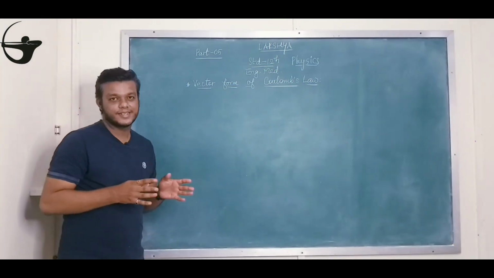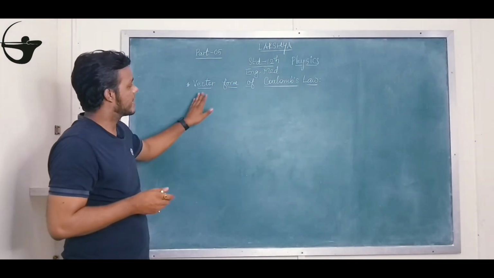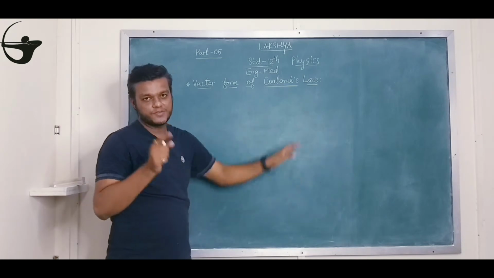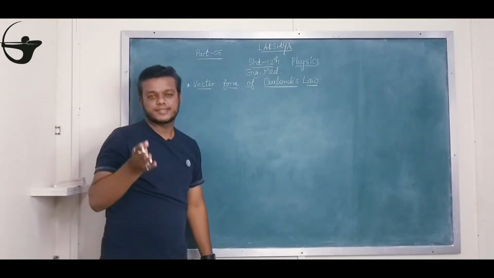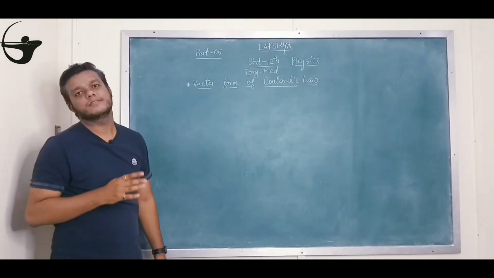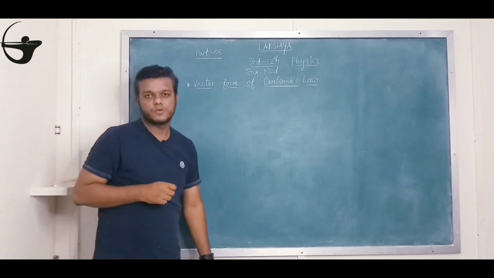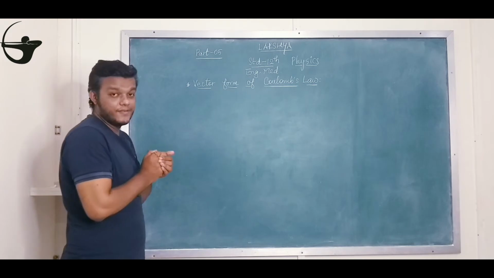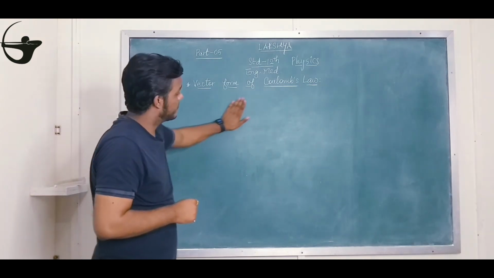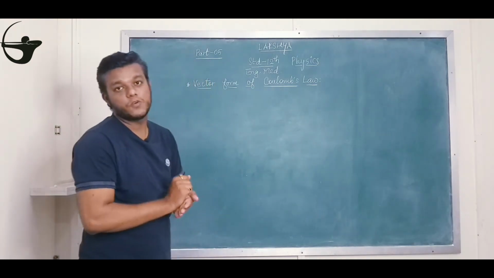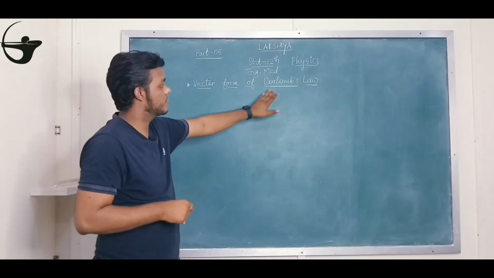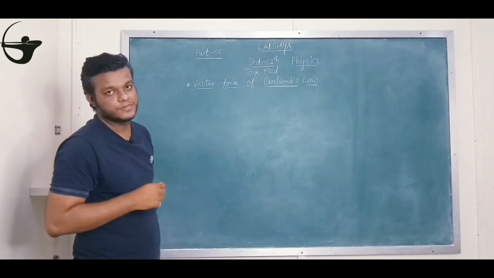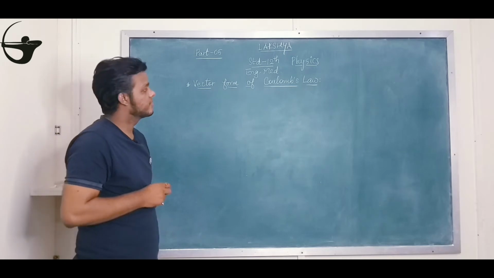In today's lecture, we will talk about the vector form of Coulomb's law. We have seen in part 4 examples related to Coulomb's law, then the scalar form of Coulomb's law. So, let's see how we can find the force according to Coulomb's law in vector form.